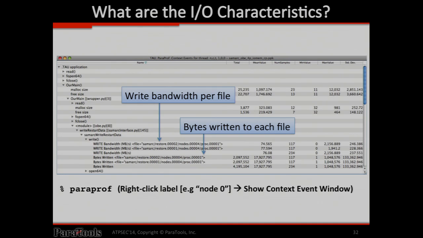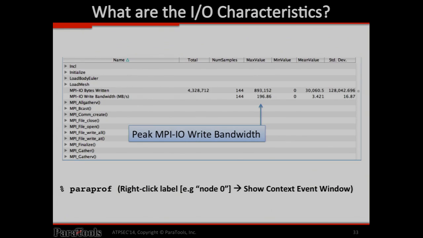You can see what the I/O characteristics of your code are. Here I'm showing write bandwidth and bytes written per file. To get this again, just open the context event window. And I can also see MPI I/O. So here's the MPI I/O write bandwidth and peak write bandwidth, and you see these triangles here. I could expand the call path again and find the exact calls to MPI I/O and see on a per call basis who had the highest bandwidth, the most bytes written, and so forth.